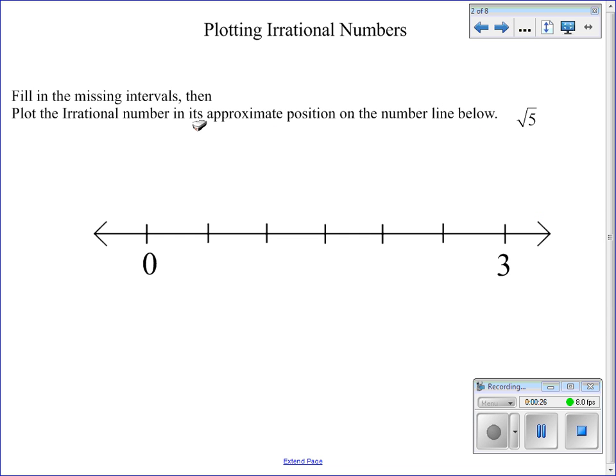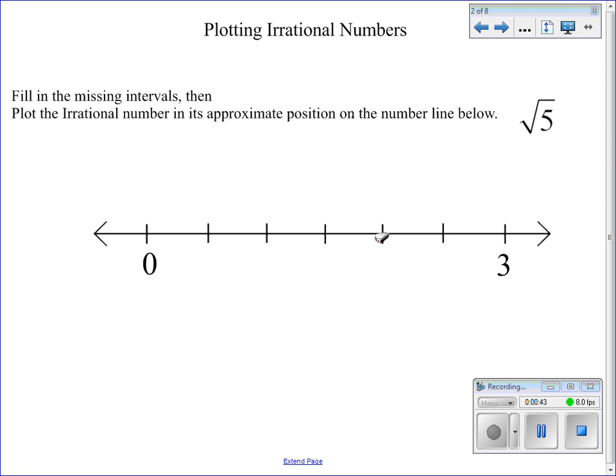So if we look at this, first we are given a number line. We need to find the appropriate intervals. And then with the appropriate intervals, we're going to plot the square root of 5, which I'll make a little bit bigger here for us. Okay, so let's start with the intervals.